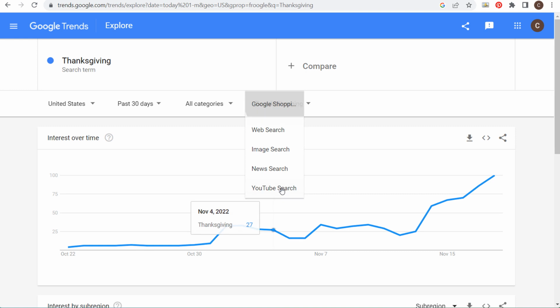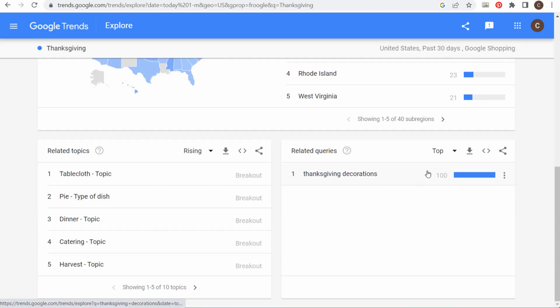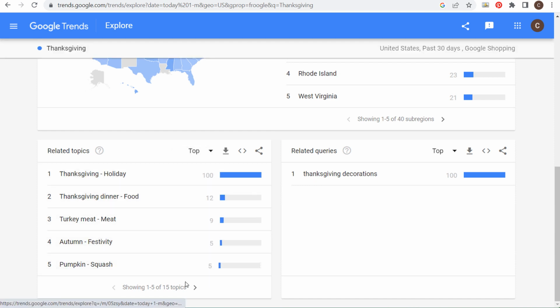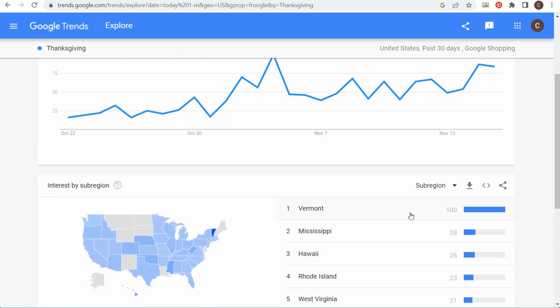So if we go to Google Shopping, people are looking for products. So we come down here, Thanksgiving decorations. Let's look up, we got no rising here. So rising: tablecloth, pie, dinner, catering, harvest. So people are probably actively looking up certain things they could purchase, like a tablecloth, plates, might be a pie dish. People looking up Thanksgiving crafts, inflatables. That could either be inflatables for your front yard, potentially.